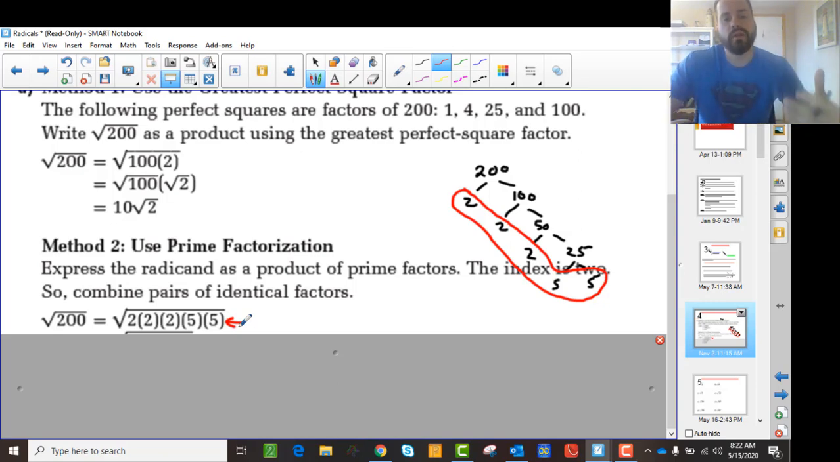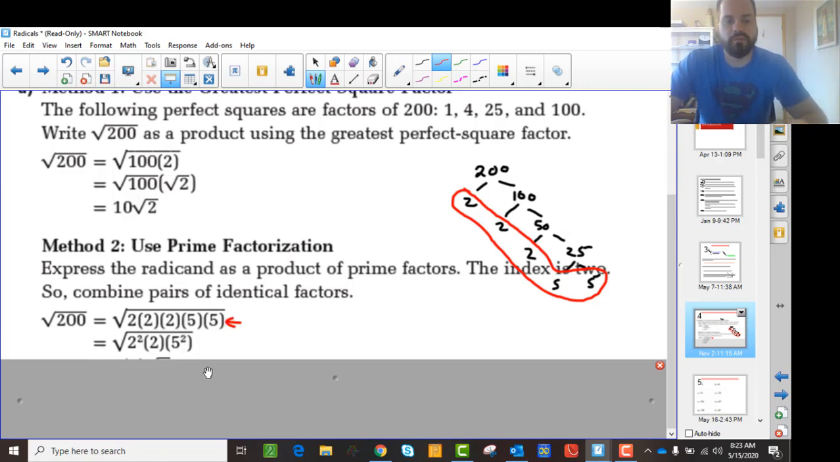And then what you look at is how many groups of identical factors are there. And in this case, we want the group size to be 2. In other words, we want something squared, right? Because we have a square root. So we look at the 3 2's that are there, and we notice that we can group 2 of them. And then we have 1 left over. We have 1 that's kind of left out.